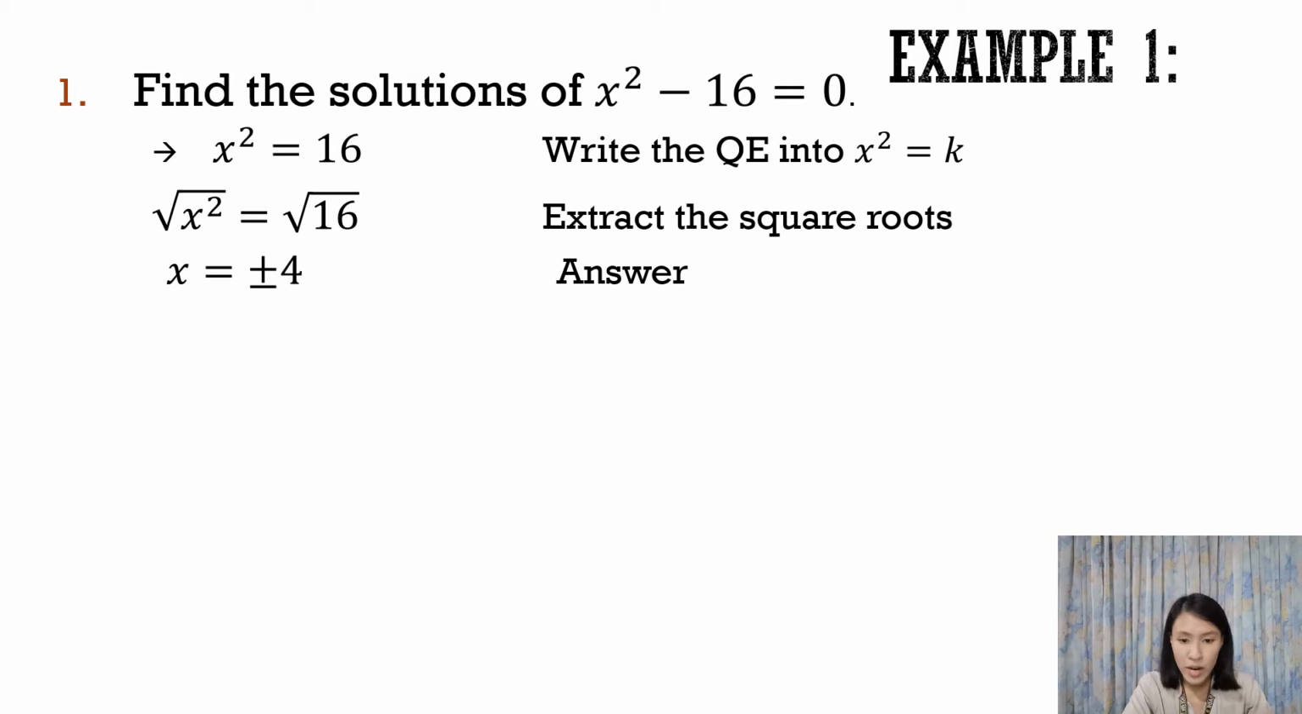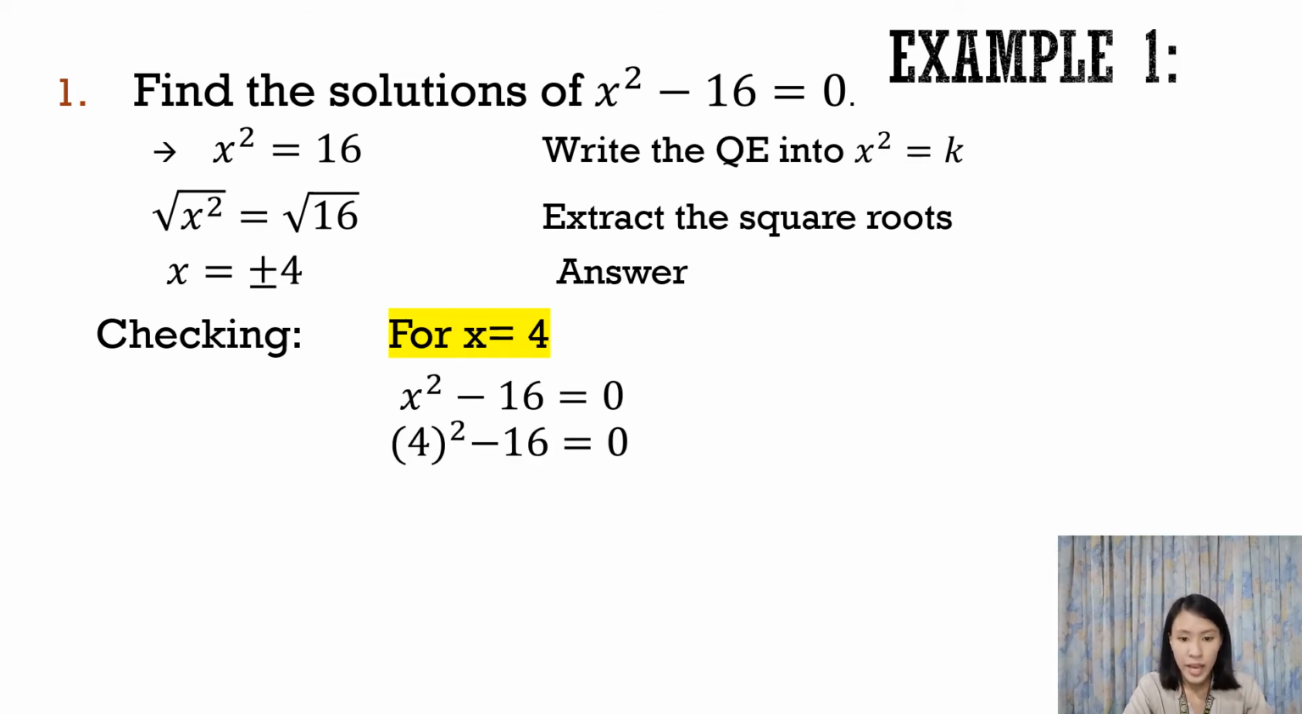To check our answer, for x is equal to 4, using the given equation x squared minus 16 is equal to 0, substitute the value of our x, which is 4. We will now have 4 squared minus 16 is equal to 0. So 16 minus 16 is equal to 0. So 0 is equal to 0, therefore our answer is correct.